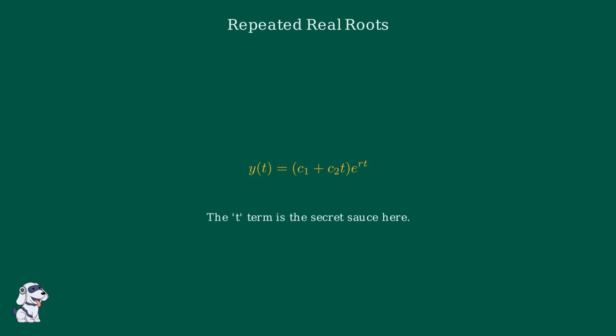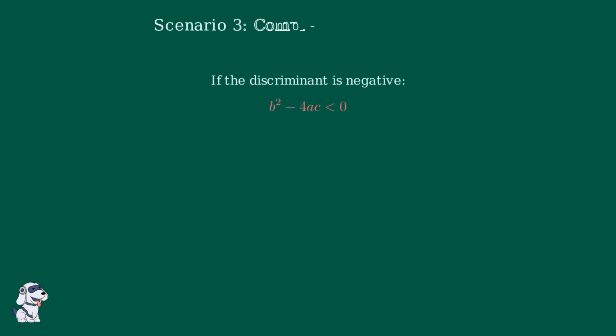This extra t is crucial. Without multiplying by t, our two solutions would simply be the same, failing to span the necessary space. The t term forces linear independence, creating the perfect structure for a rapid, critically damped settle. Remember this structure. It is the mathematical hallmark of a system that returns to equilibrium as fast as possible without oscillating.